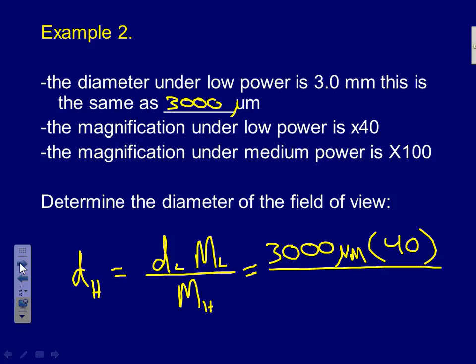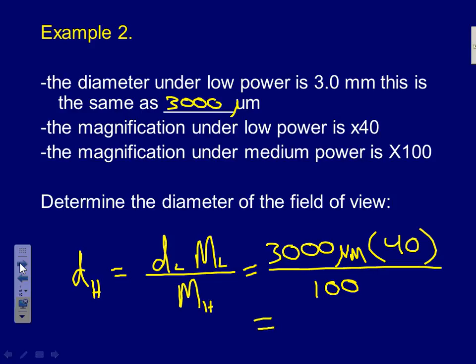Magnification under high, or higher. Not in this case. I want to determine what the field of view is under this case, 100. So, well, higher power. Not necessarily the high power. Higher power. It's higher than the low one. Does that make sense? Okay. Like I said, you could change those H's to M's if you'd like, but you don't have to.